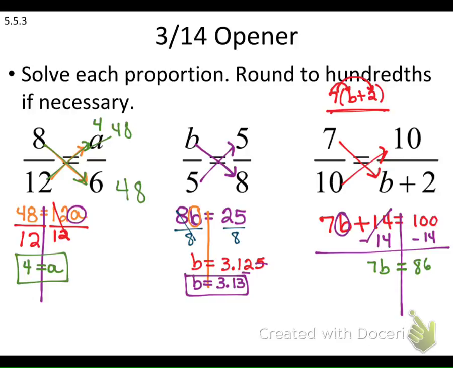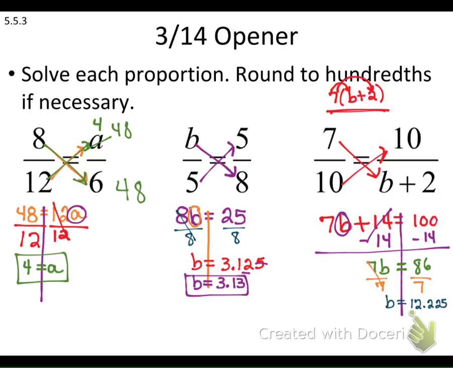All right, how do I get the B by itself from here? Divide by 7. Both sides. Excuse me. Then B equals 12.285. What did you get? 12.285.